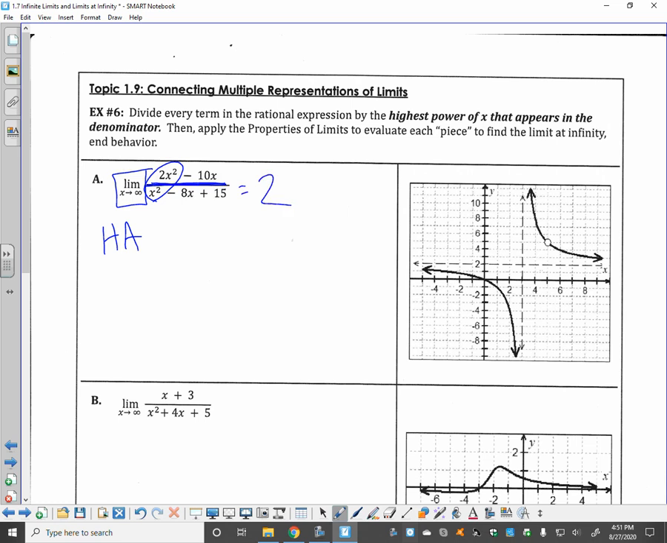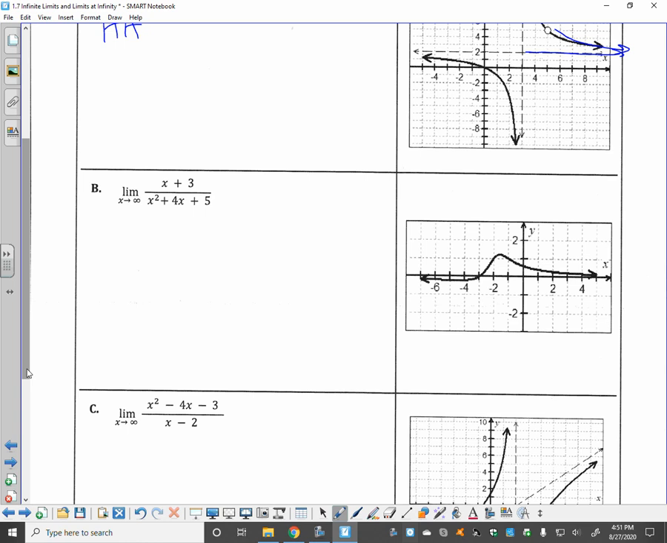Now let's come over here to the graph. As x heads to infinity, the graph is attracted to the 2. Okay, b, bottom heavy. Should be 0. Yep. As x heads to positive infinity, the graph is headed towards 0 because the bottom degree is bigger.